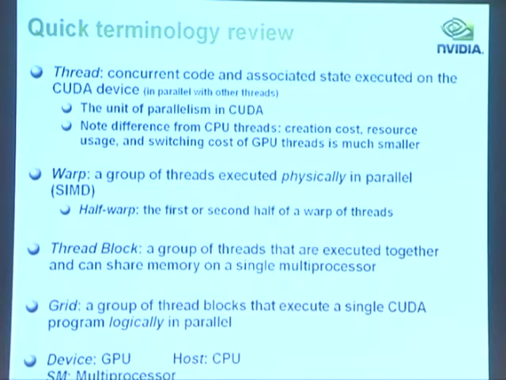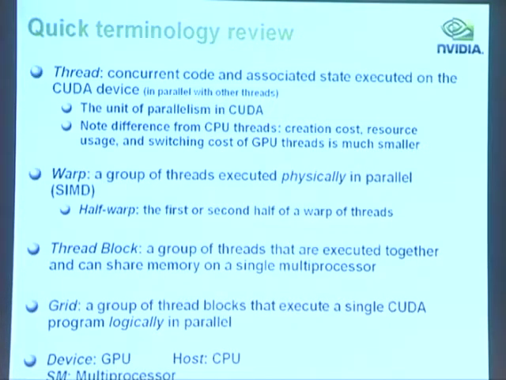A warp is a group of threads that are executed physically in parallel on the GPU in SIMD fashion, which means that within a warp every thread is executing the same instruction. On our current GPUs, the warp size is 32 threads. But in terms of optimization, the term half-warp will come up, which refers to the first or second 16 threads in the warp. The reason that comes up is just because of the way the memory interface is built.